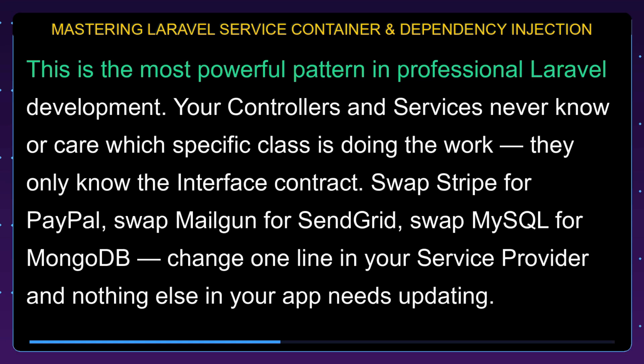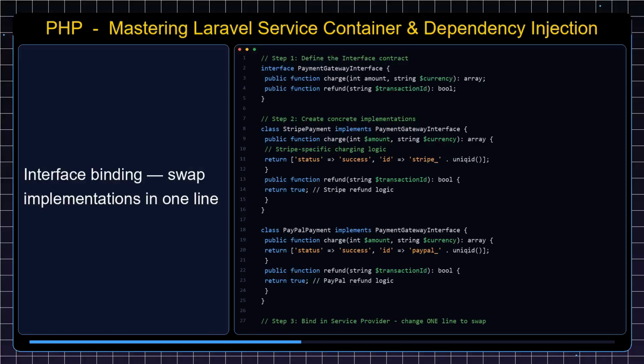This is the most powerful pattern in professional Laravel development. Your controllers and services never know or care which specific class is doing the work. They only know the interface contract. Swap Stripe for PayPal. Swap Mailgun for SendGrid. Swap MySQL for MongoDB. Change one line in your service provider and nothing else in your app needs updating. Interface binding. Swap implementations in one line.